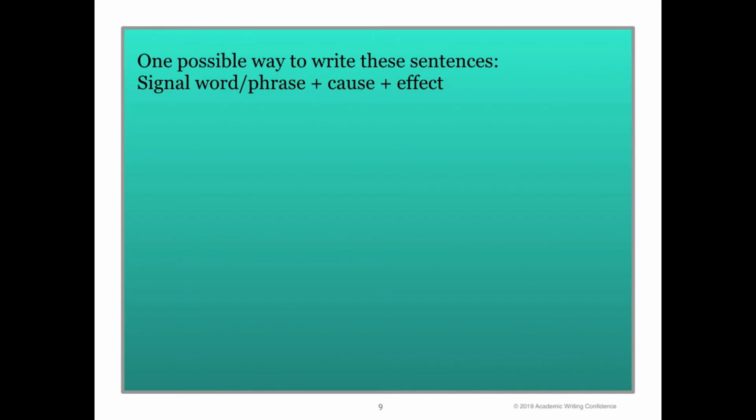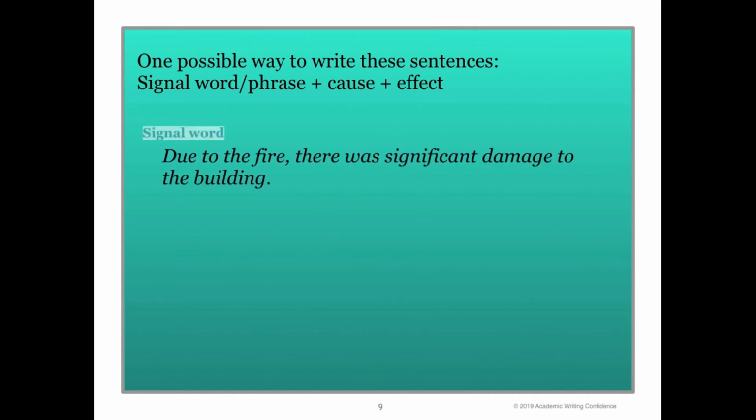One possible way to write the sentences is like this. The signal word or phrase plus the cause plus the effect. Here's an example. Due to the fire, there was significant damage to the building. Now you can see here the signal word is due to. The cause is the fire, and the effect is the damage to the building.